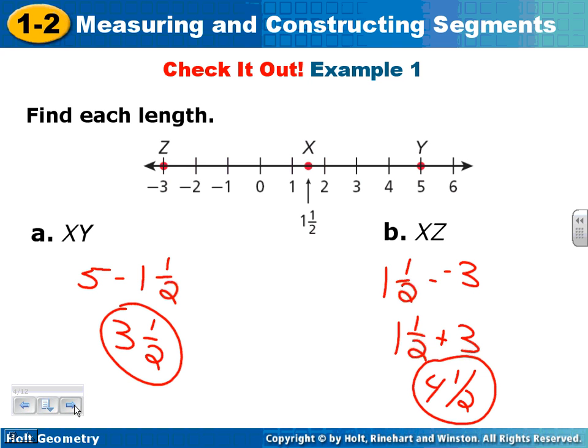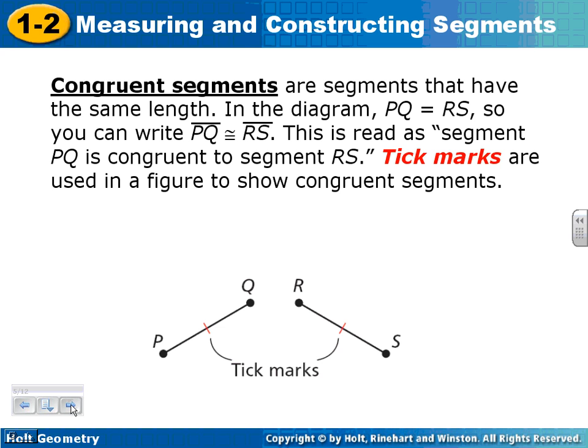The next slide, some vocabulary here. Congruent segments. The term congruent in geometry just means it's equal. You can have equal length, or you can have equal angle measures. But here we're talking about equal length. It reads, congruent segments are segments that have the same length. Circle that phrase, same length.